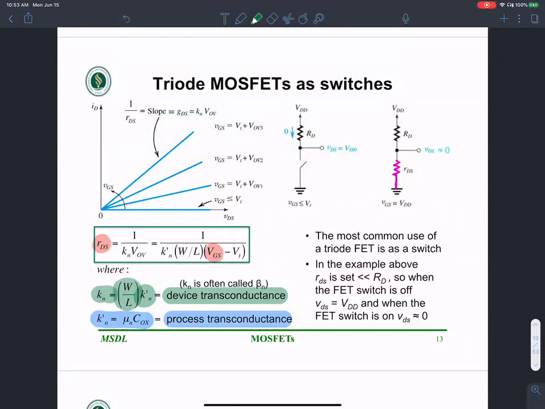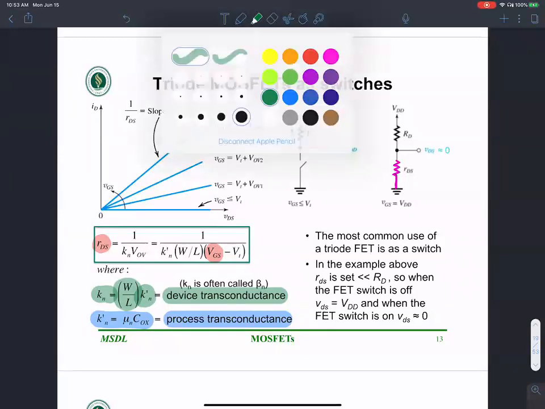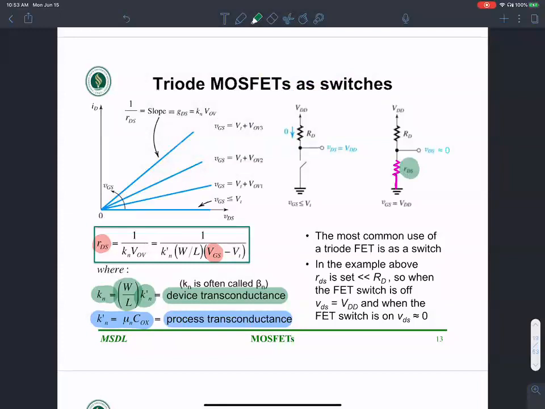So the most common use of a triode FET is as a switch. RDS is a really, really small value compared to RD. This is your external load resistance, and this is the MOSFET resistance.